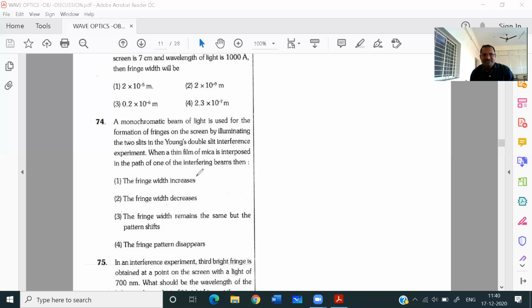No, wrong. Fringe width doesn't increase; fringe width remains the same. Next, fringe width decreases: wrong. Fringe width remains the same but the pattern shifts: yes, the third answer is perfect. Fringe pattern disappears: wrong. The third option is perfect. Clear, students? Okay. Thank you.